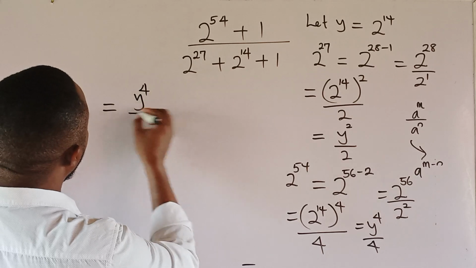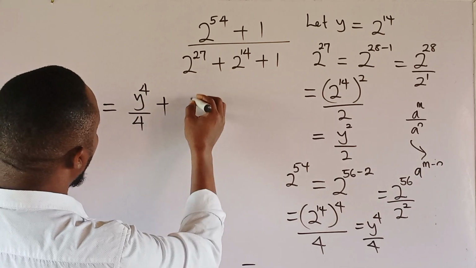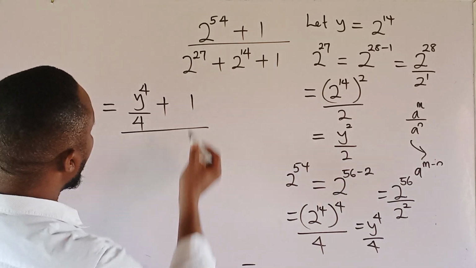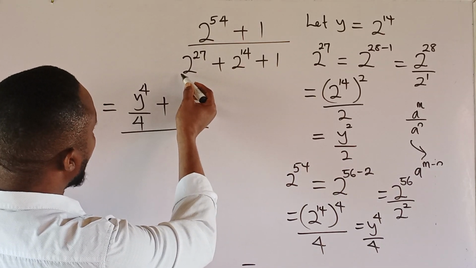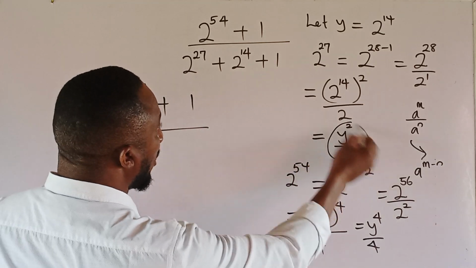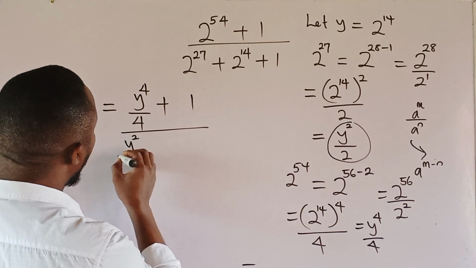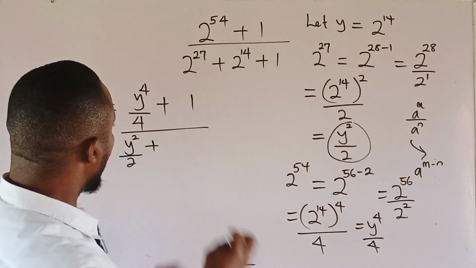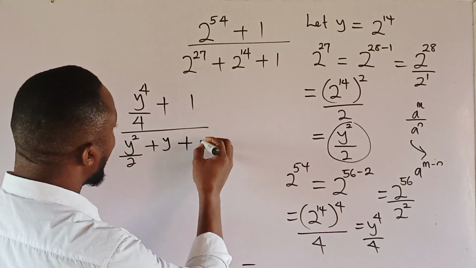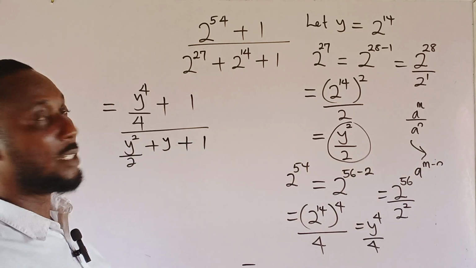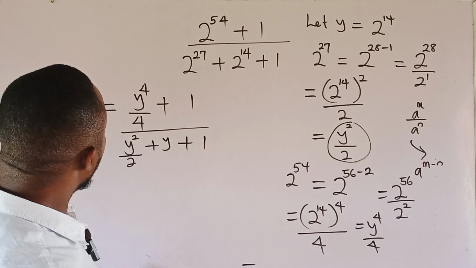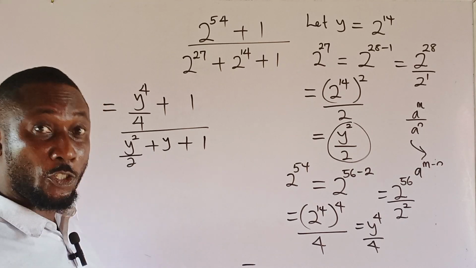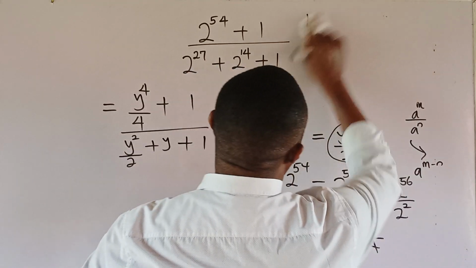So we are going to have y to the 4th all upon 4 plus 1 on the numerator. Then for the denominator, 2 to the power of 27 is y squared upon 2, plus 2 to the power of 14, which is y, then plus 1. The next thing I shall do is multiply the numerator and denominator by 4. And we shall do that.